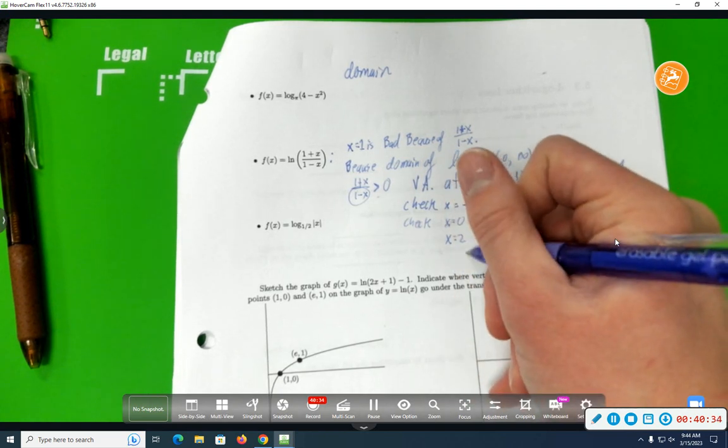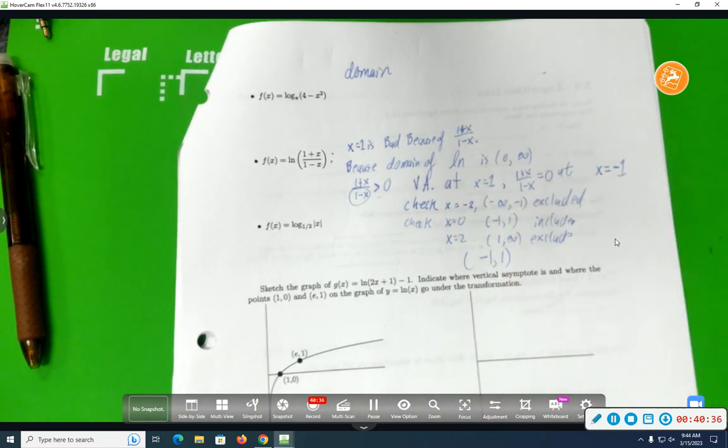So it looks like the domain of this is just negative 1 to 1. Was that a reasonably effective review of how to solve inequalities involving complicated things?